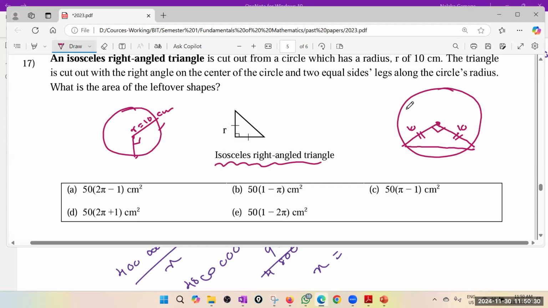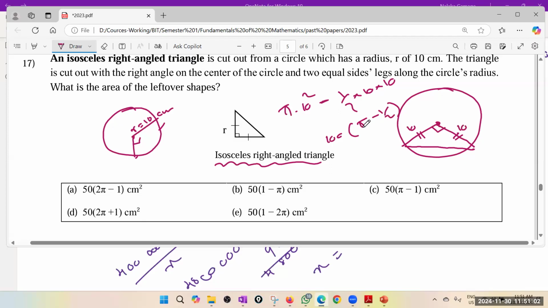What is the total area? 5 r squared, 10 squared in centimeter. From that, you need to subtract the area of the right-angled triangle. Half. If you take this base, this is your altitude. Half 10 into 10. So the final answer is, I can take 10 squared if you want. We can take it out. Yes. 100. 5 minus half.